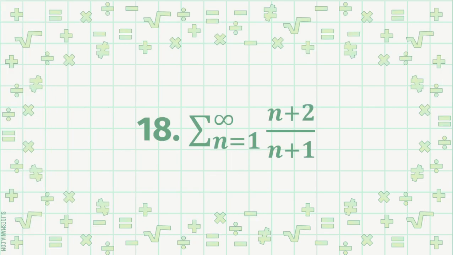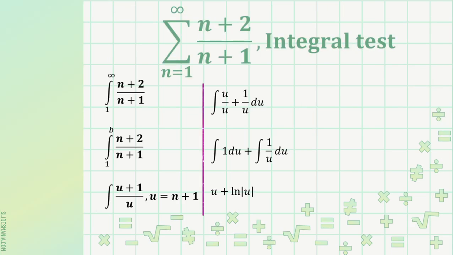And then number 18 is n plus 2 over n plus 1, with n equal to 1 to infinity. In this case we use the integral test again, but we change the u to n plus 1. So u is n plus 1, so it becomes u plus 1 over u.